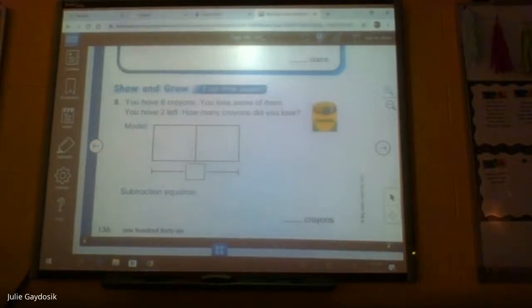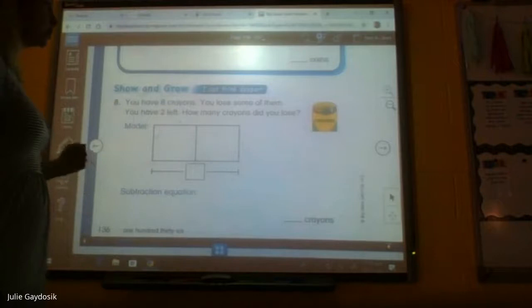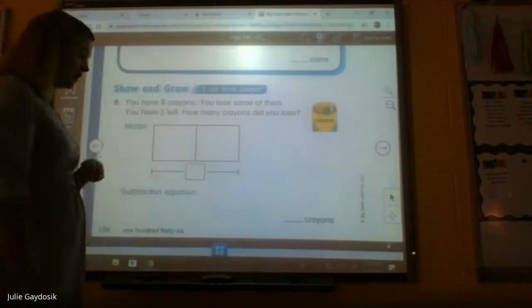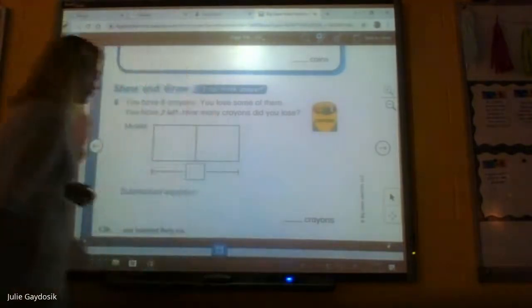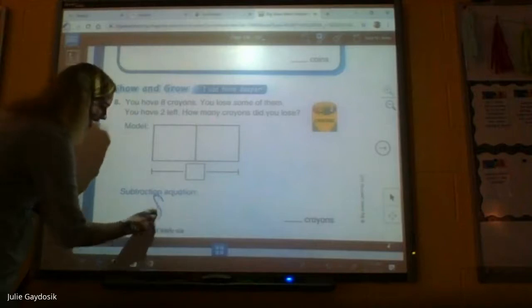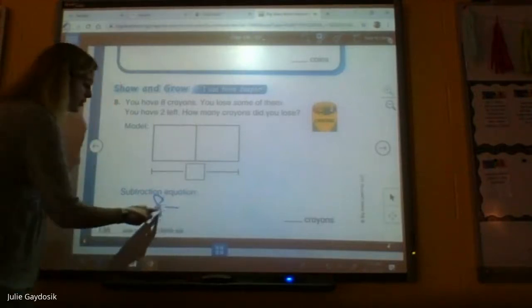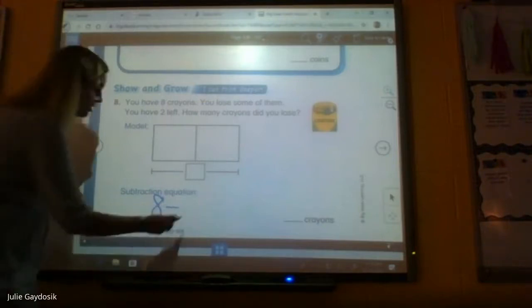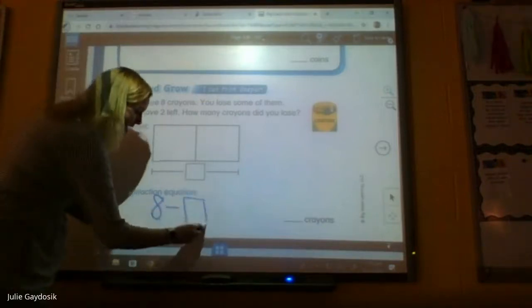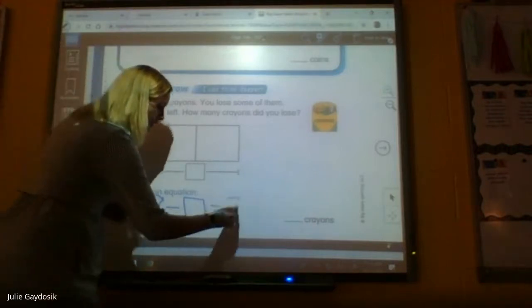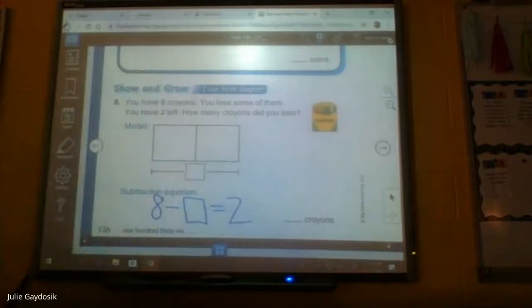So this says you have 8 crayons. You lose some of them. So you don't know how many you lose. You have 2 left. How many crayons did you lose? So you have 8, right? You lose some of them. Well, we know you lose them, so it's subtraction. We don't know how many you lose. And you have 2 left over. So how many did you lose?